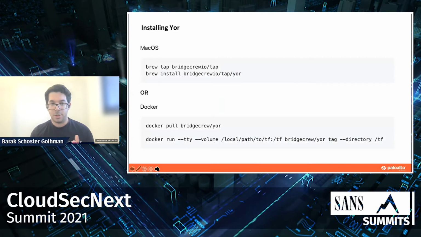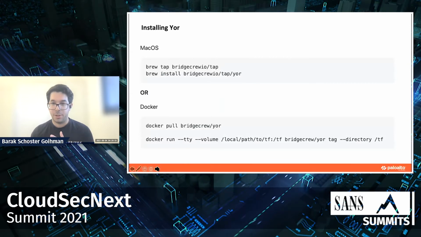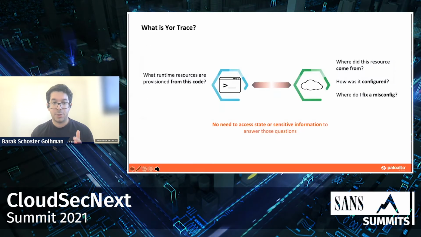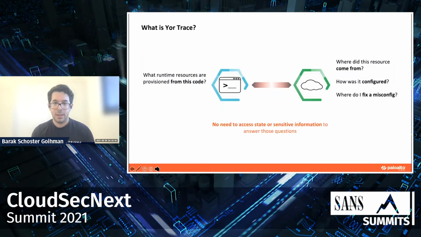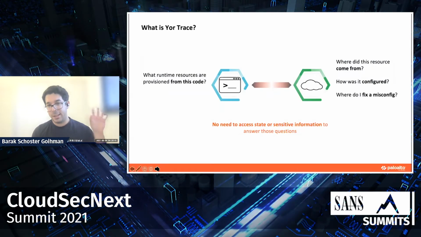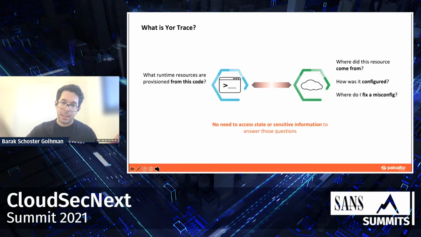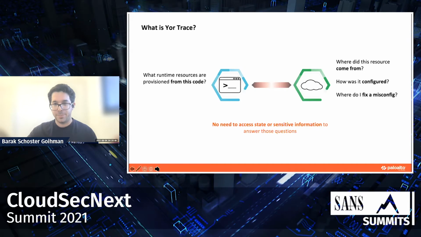It's pretty easy to install. Just brew install if you're using Mac, or Docker pull, using the following command, and it should tag all of the different resources, helping to connect the code, meaning the blueprint defined in infrastructure as code, and the running environment in one of the cloud providers.